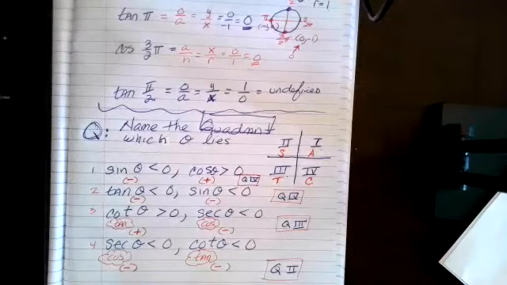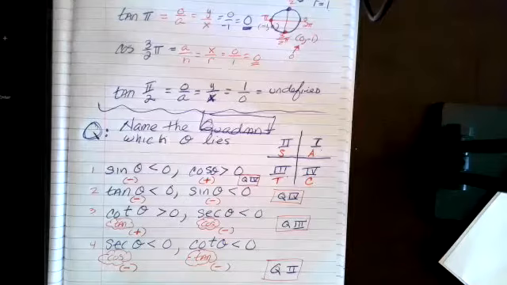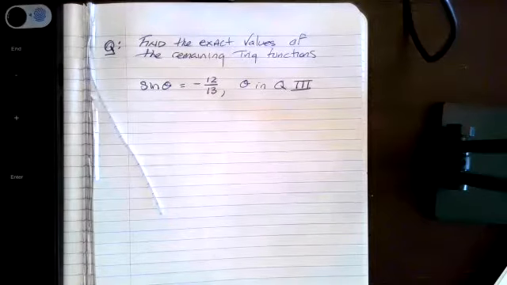And that's it. And that's how we determine what quadrants these scenarios lie in. Okay, in this example, they ask us to find the exact value of the remaining trig functions given sine theta is negative 12/13, and they're telling us theta is in quadrant 3.